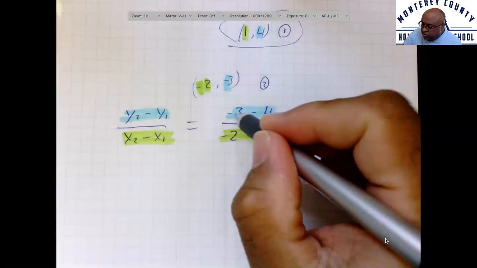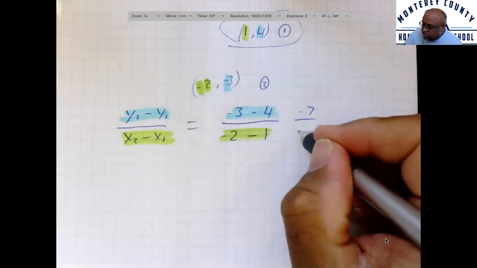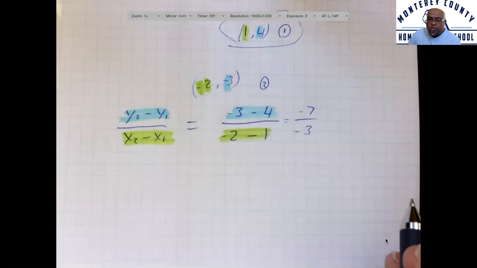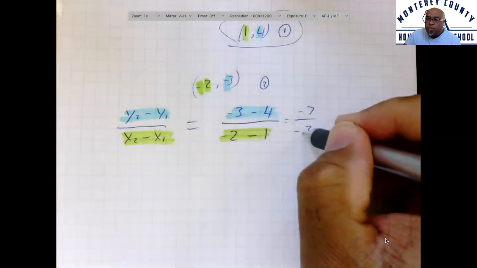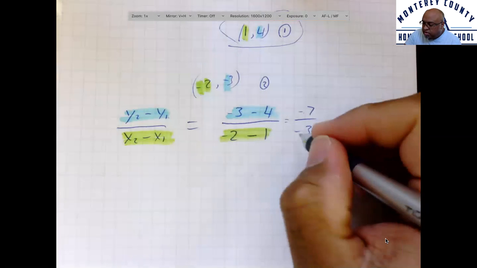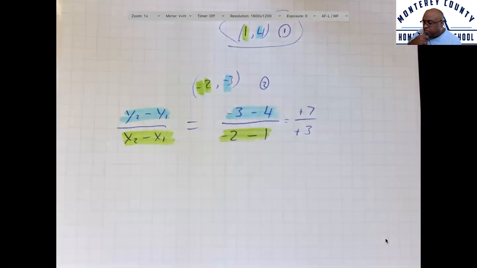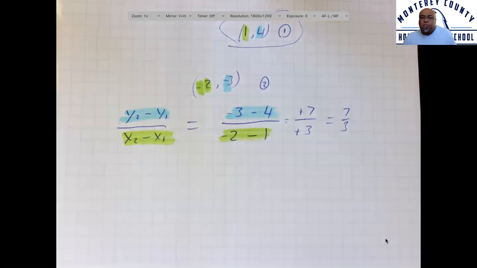Okay? So negative 3 minus 4 is negative 7. Negative 2 minus 1 is negative 3. So I have a slope of negative 7 over negative 3. But you can think of every fraction as a division problem. So a negative divided by a negative is a positive. So in essence, the negative here that's dividing is going to cancel the negative here that is being divided. So I end up with positive 7/3. Or basically 2 negatives make a positive. The signs are the same, the answer is positive. Just remember that.